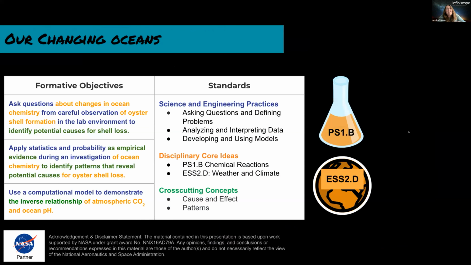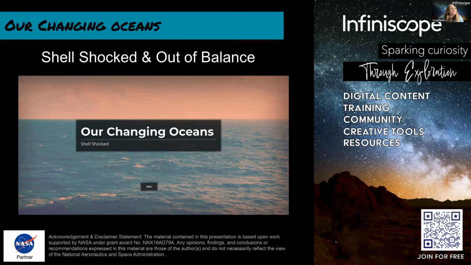Now, before I hand off to Maya, and I think this is my last slide, just to tee her up a little bit. As we're talking about the lesson, or two lessons actually, it is now titled Our Changing Oceans. These are the formative objectives we have written for the lesson, and these are the standards that we're aligning to. I've created these little logos so you can see where we're pulling in the chemistry and where we're pulling in the earth science content, just to help you keep score along the way. All right, now that I've teed it up, Maya, you're on.